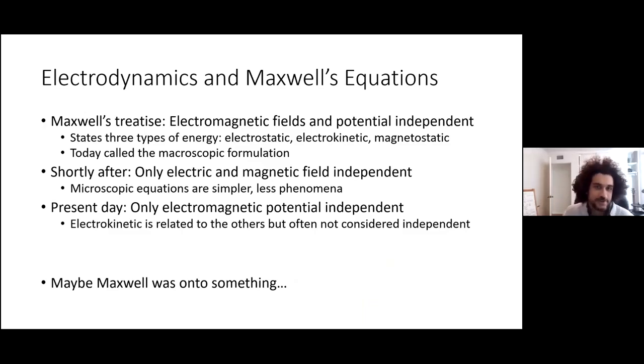So Maxwell's treatise is prolific. Obviously, he introduced these electromagnetic fields. Well, he wasn't the one that introduced them, but he really fully understood them and how they all fit together. So he had this electric and magnetic field, and he also had this electromagnetic potential. He had 3 different variables that were all independent, and he had 3 types of energy. I read some of his work, from him himself, and he talks about these 3 types of energy. And today, this is called the macroscopic formulation.